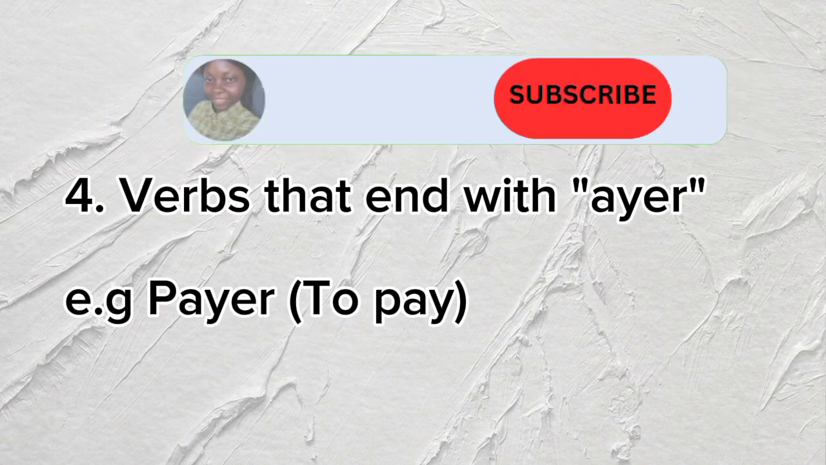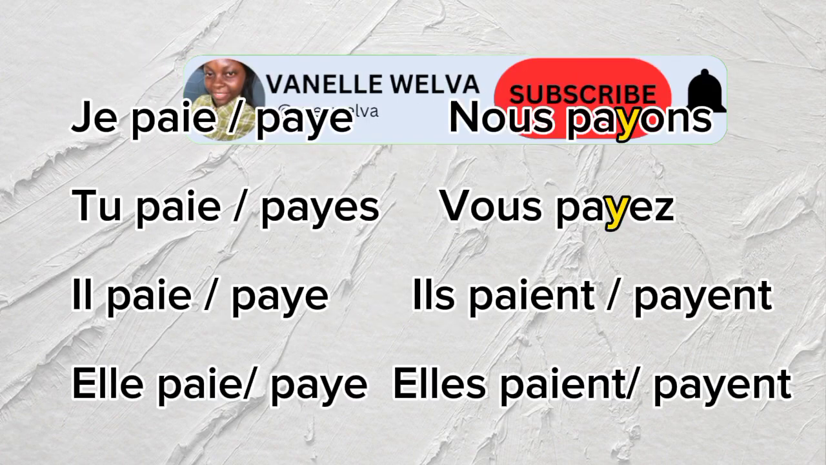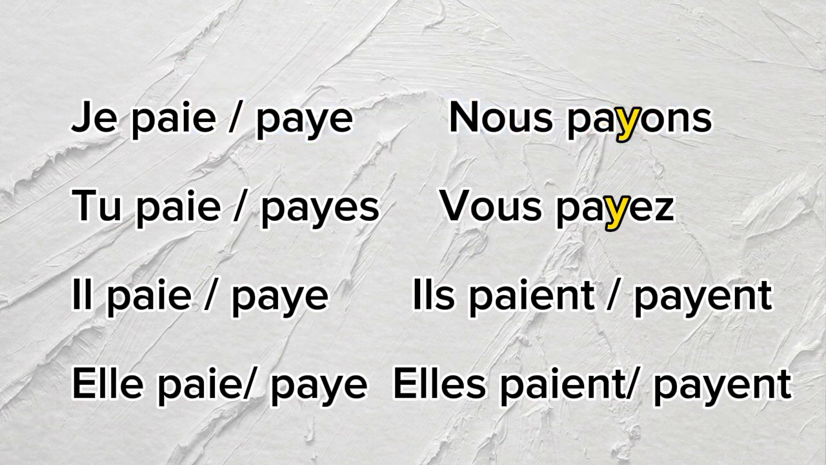For nous and for vous. Fourth exception, the verbs that end with AYER. So for this verb, you can either keep the Y or you replace it with an I. It depends on you. Example, payer. Je paye. Tu payes. Il ou elle paye. Nous payons. Vous payez. Il ou elle paye. So you can change the Y to I or you maintain the Y in other pronouns. But for nous and vous, the Y is kept.